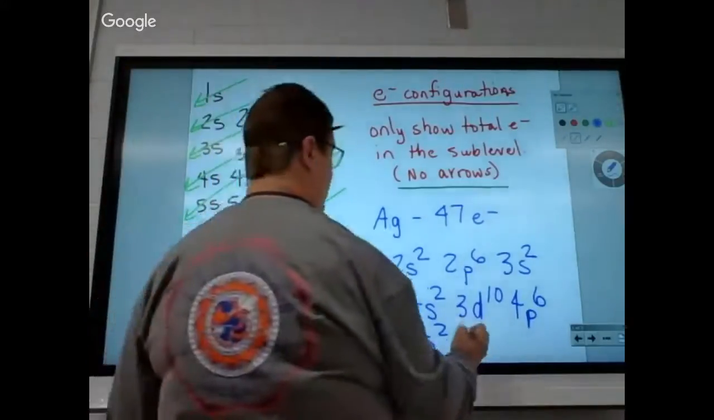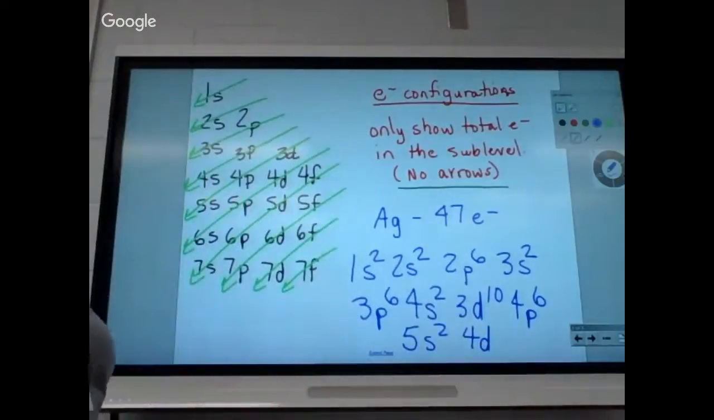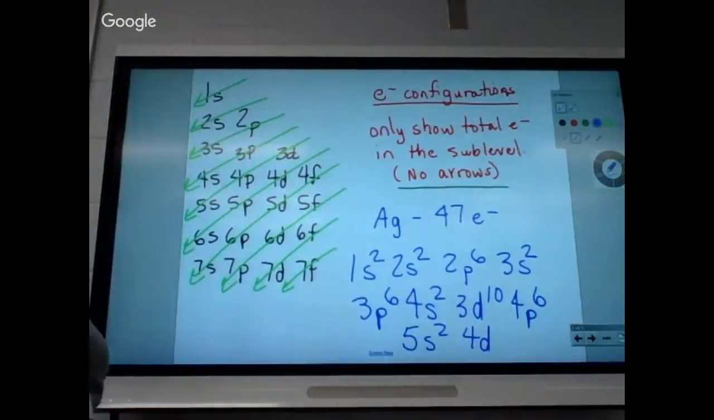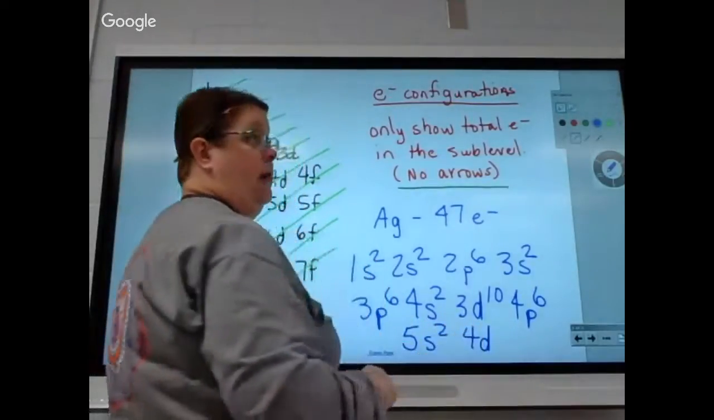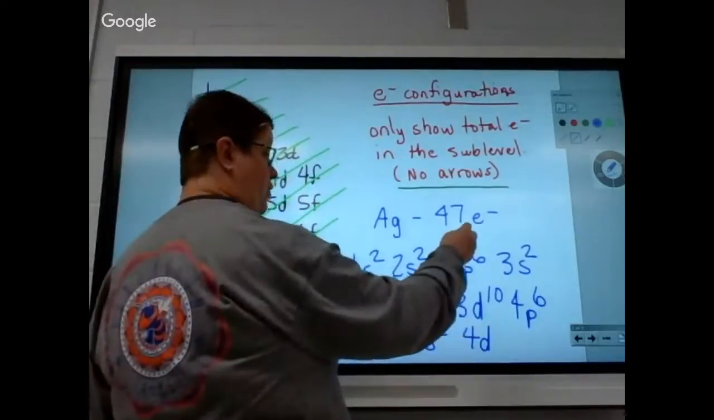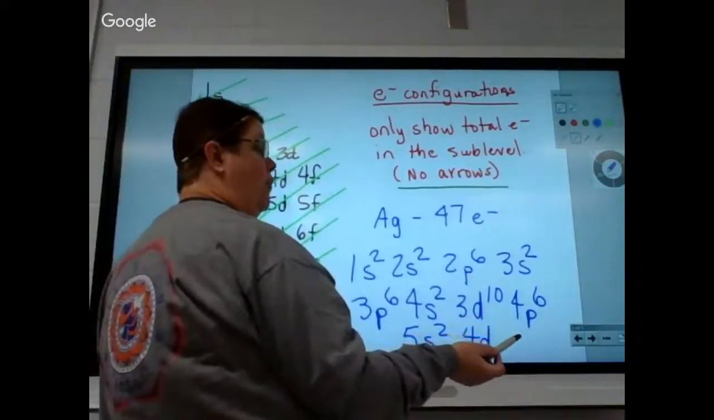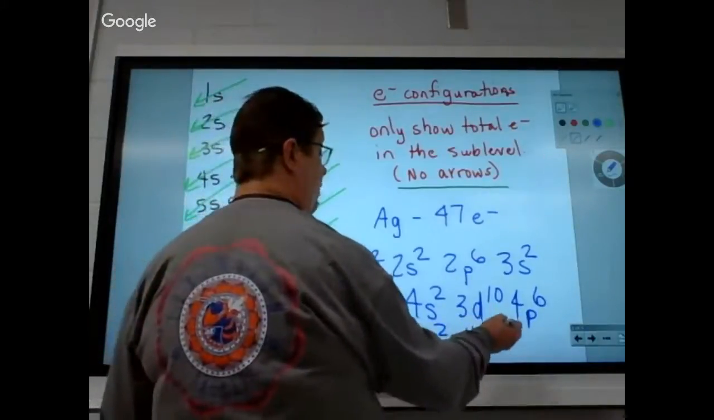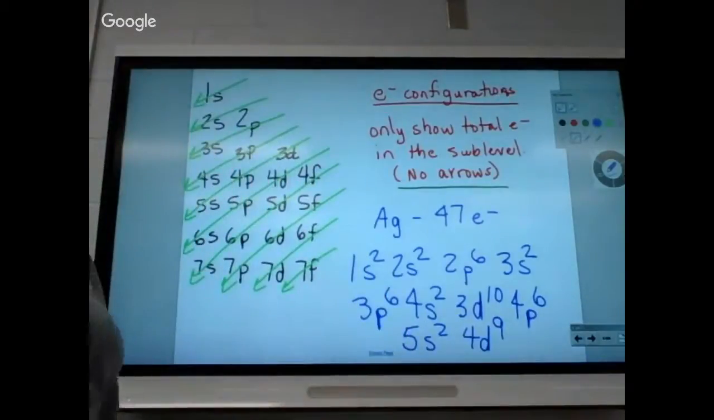4D. All right, so if I add 4D, 4D can hold how many? Can hold 10. But if we add all 10, 38 plus 10 puts me at what? 48. I don't want to be at 48. I want to be at 47. So am I going to write 10 there? No, I'm going to write 4D9 because 38 plus 9 puts me at 47. Does that make sense? Yes?